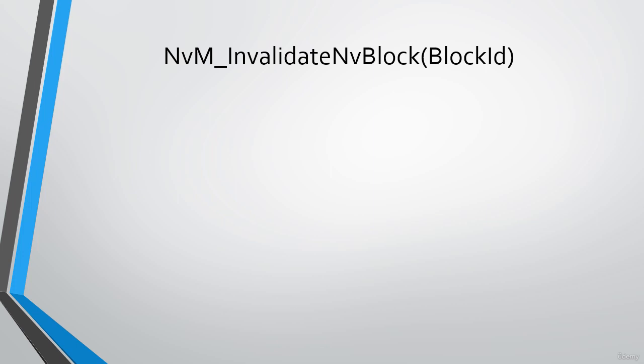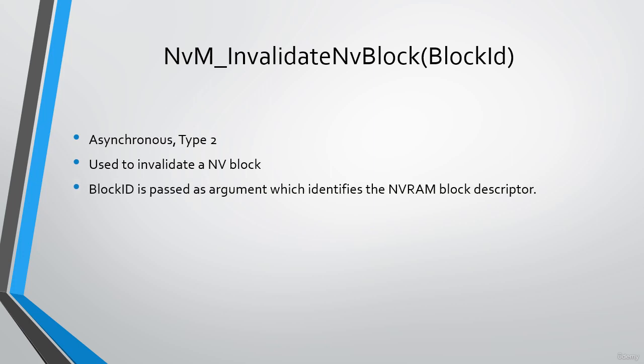The last API is NVM invalidate NV block, and the parameter is block ID. It's of asynchronous type and it's type 2. This API is used to invalidate an NV block. So what is invalidating or validating? It's basically setting the RAM block state, and that will be the next lecture we will be discussing. So for now, just understand that we'll be able to validate or invalidate the RAM block, and this API will help us to do that.